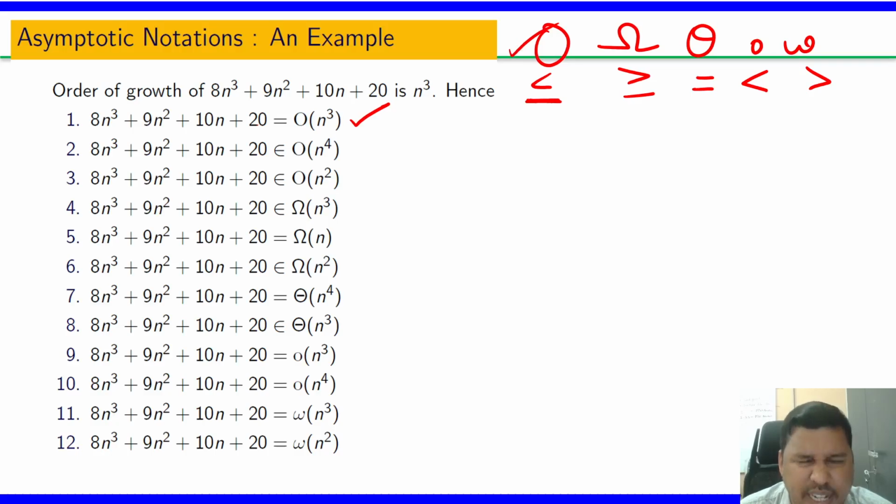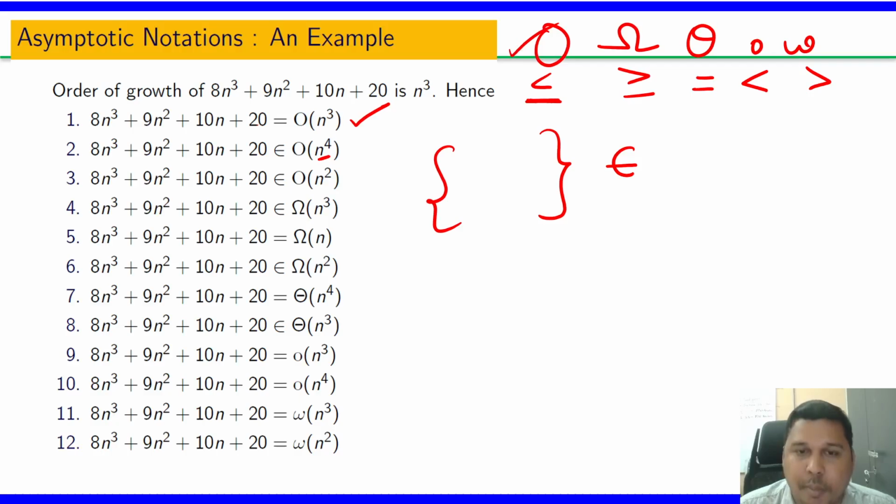I hope you understood why it is true. I will repeat the same 12 problems multiple times. Just focus on this, you will get the game. Second one, it is given as belongs to. We can use belongs to also because this is a set. The superset is order of n power 4.